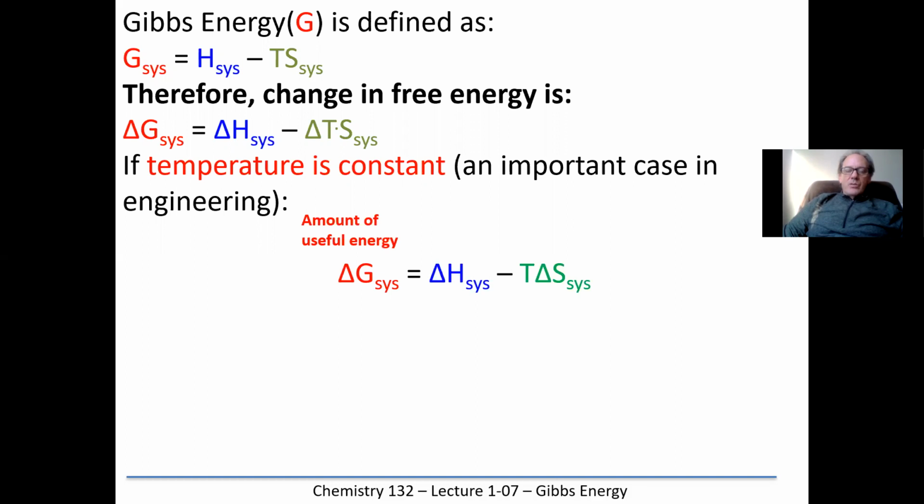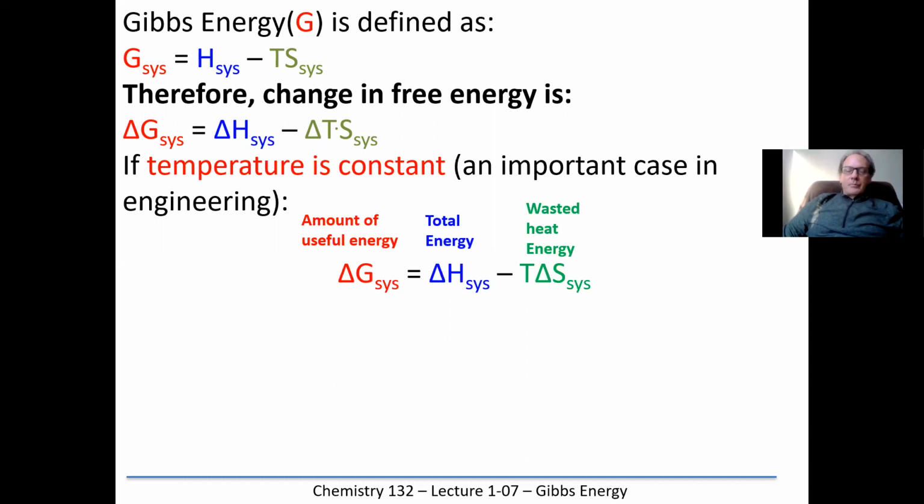So delta G system, if you may, is a measure of the amount of useful energy that is available in a chemical process or from a chemical process. So delta H of the system is the total energy available, and T delta S will always be wasted heat energy, which occurs almost always. In fact, there's always waste energy that's generated in any process.